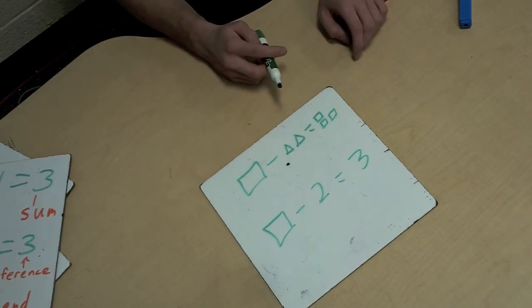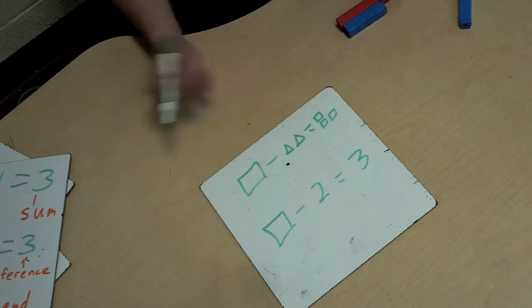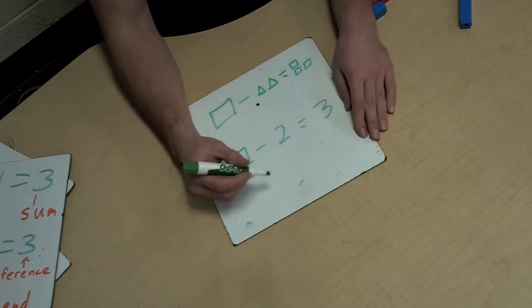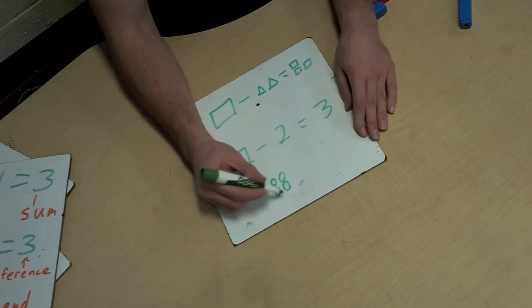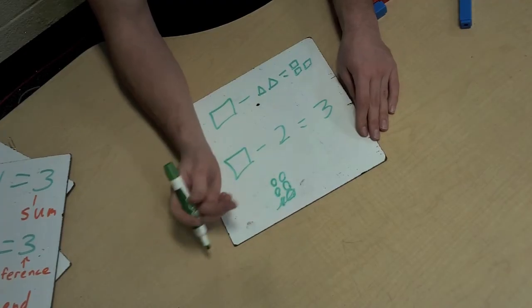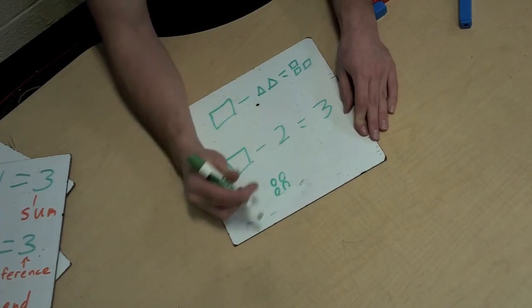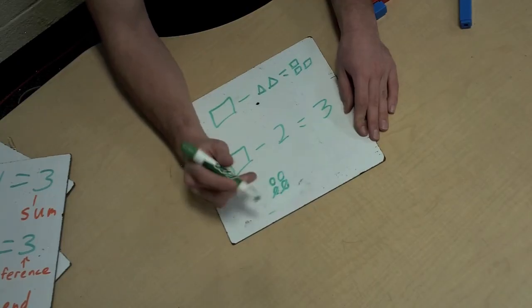Or they may want to just try some numbers. They may even just guess and just say 6 take away 2, that's only 4, that's too much. 4 take away 2, that's 2, that's too little.